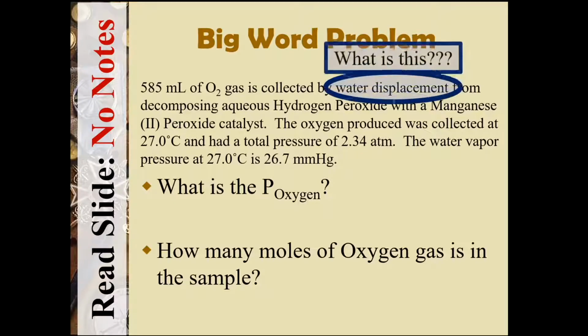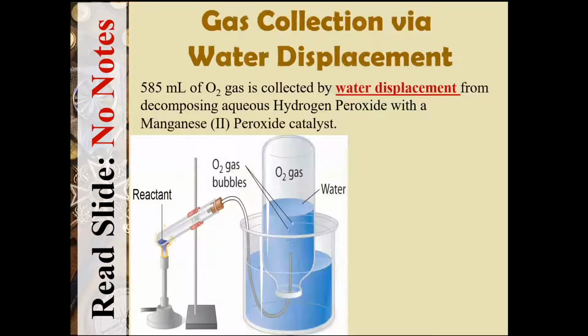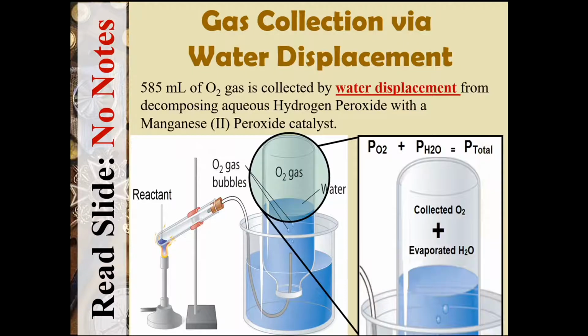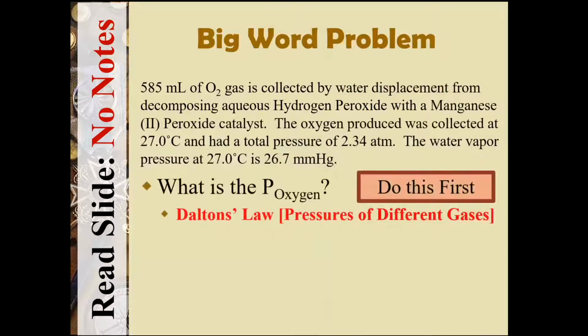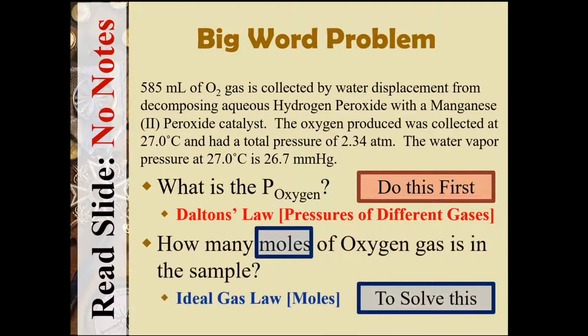First off, water displacement just means that we collected this by reacting it and then bubbling it through water. And that means that there is water that's evaporated that's getting in the way of our measurements. And we need to get rid of that water. So what we do is we figure out the pressure of oxygen alone so we can determine the moles of oxygen.